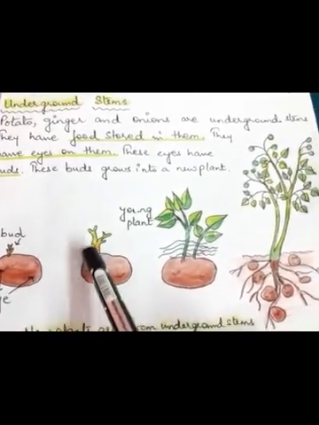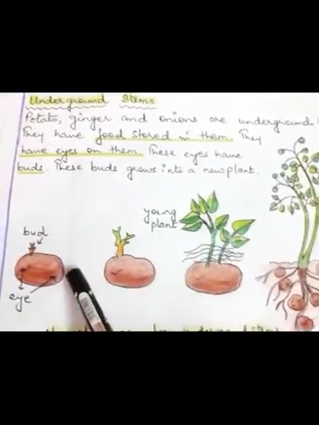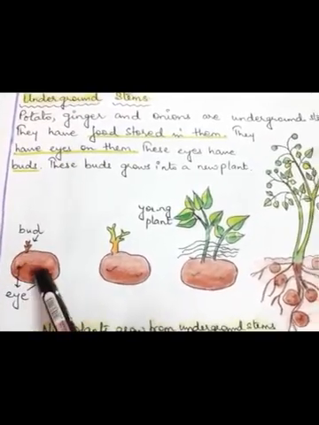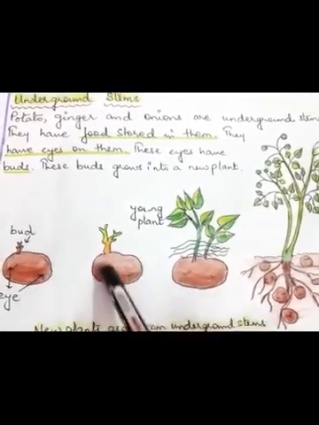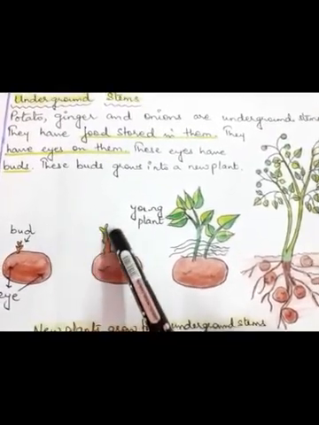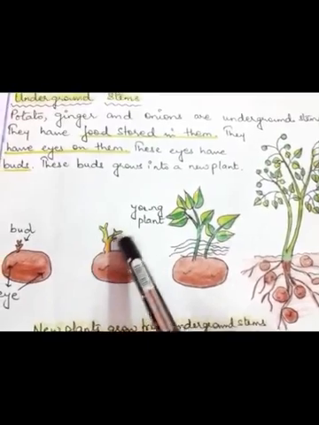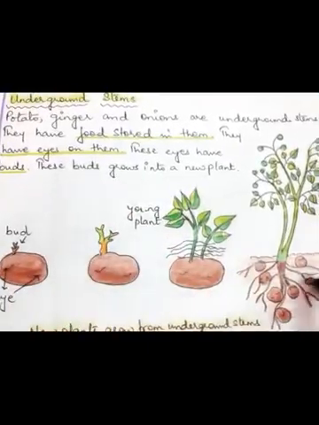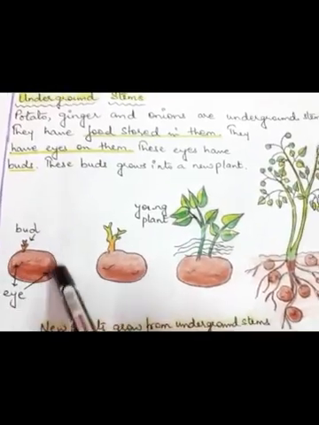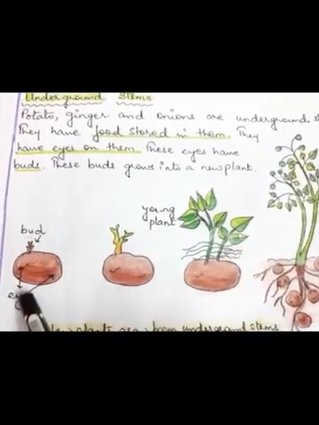So here my vegetative part is the underground stem of the potato. This is my vegetative part, through which a new plant or a young plant is growing, and the method used is called vegetative propagation. So from a potato, a bud comes out through the eye.